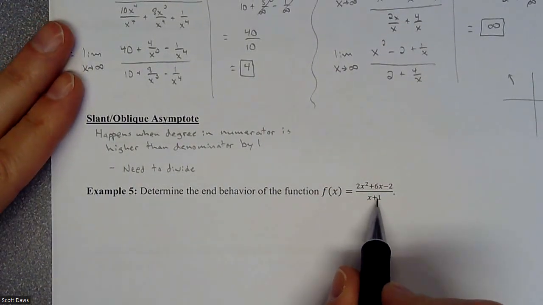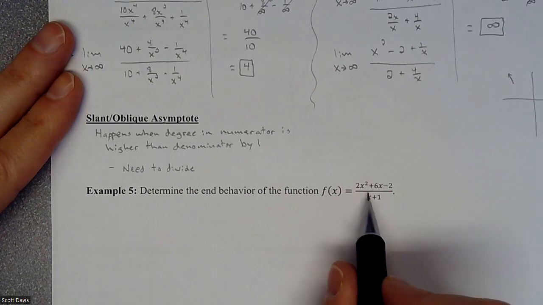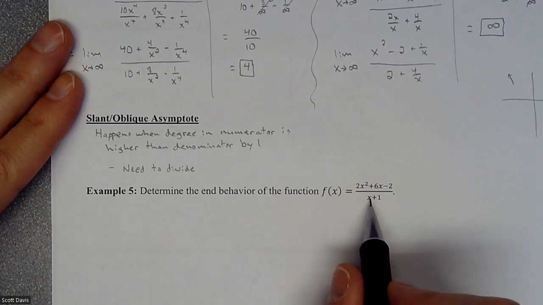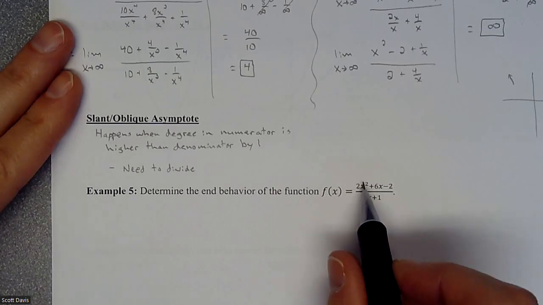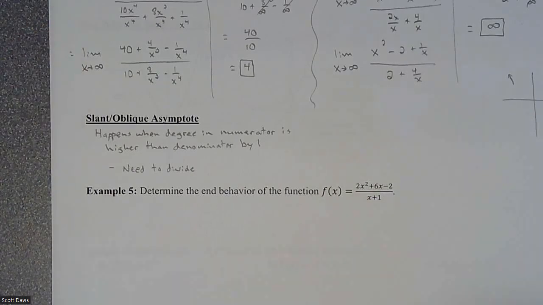Because it's a linear, we can do synthetic division to divide into this. Or sometimes you're going to have to do long division because it's not a linear. You have to divide it like you have a quadratic here and a cubic here. So we'll do both real quick.